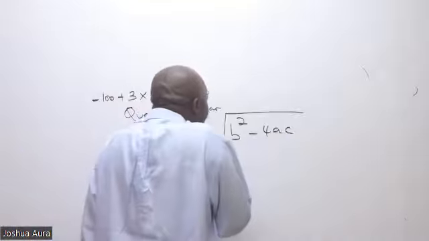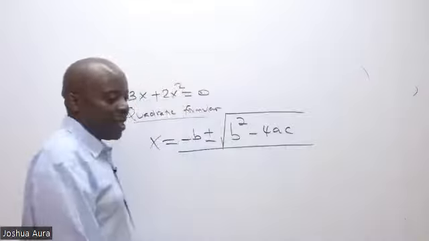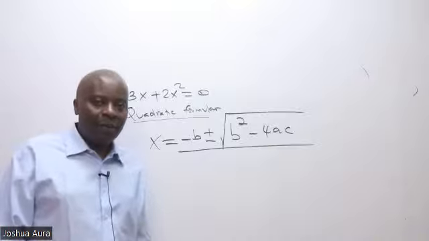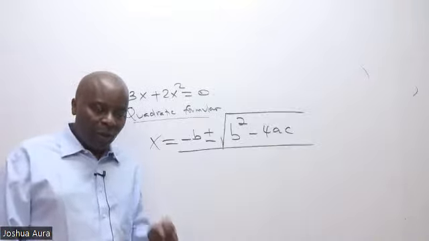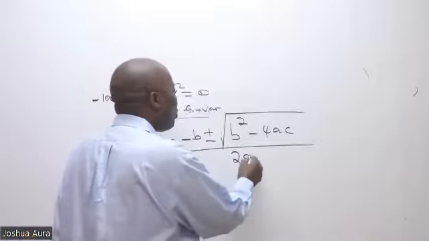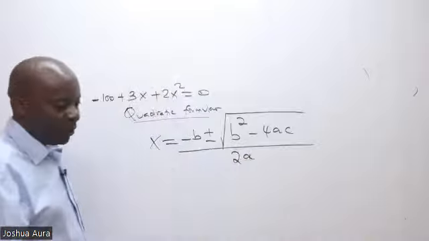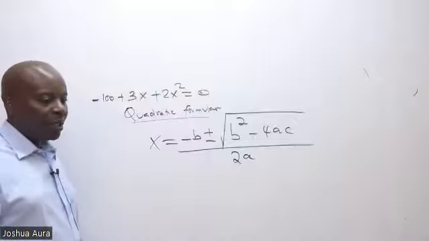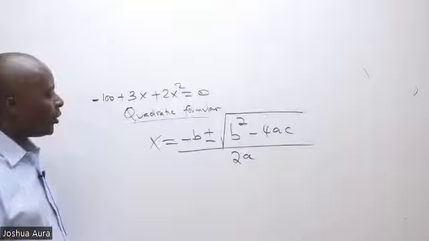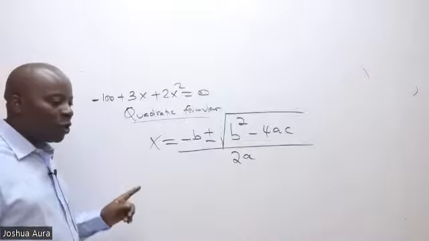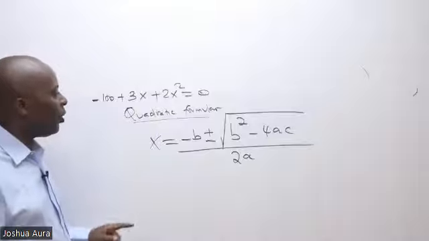And then everything to be divided by who? Everything to be divided by 2a. So, and then now you will be forced to remember something very important.